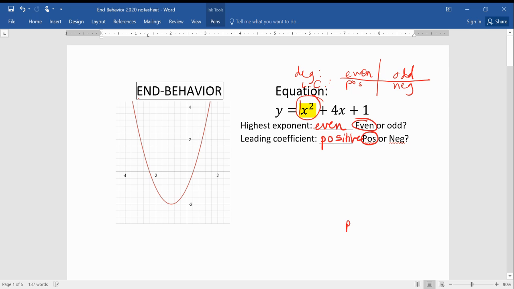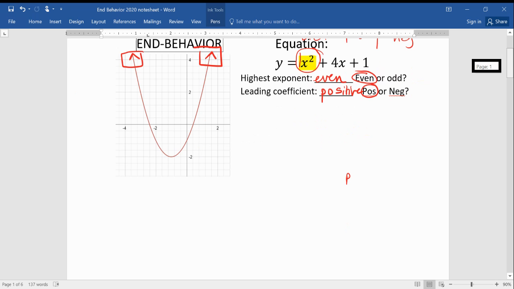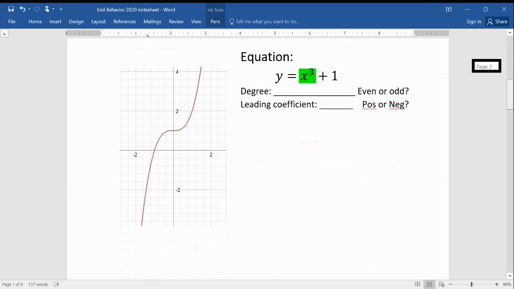When you graph it, this is what the graph looks like. On the ends of this graph, on the far left and the far right, we're increasing on both sides. So that's positive on both sides. Even graphs always have the same behavior on the left and right hand side. If it's even positive, both the left and right are going to be pointing up. All right, let's go to the next one.